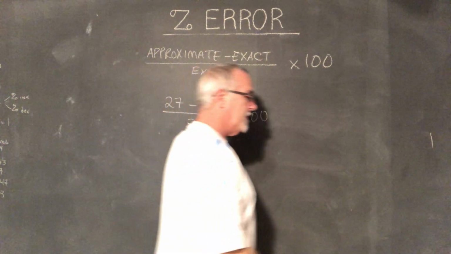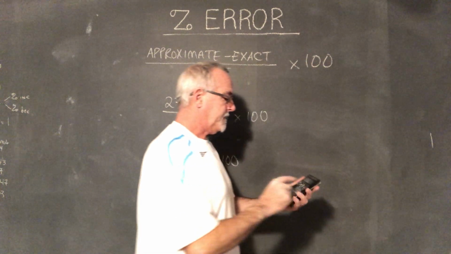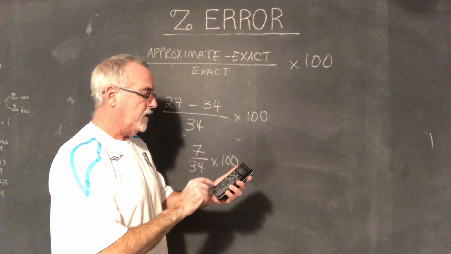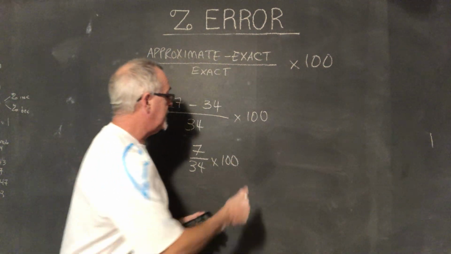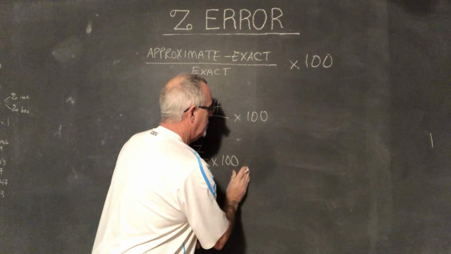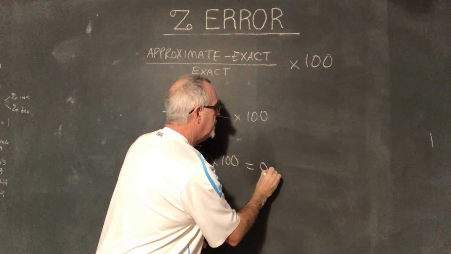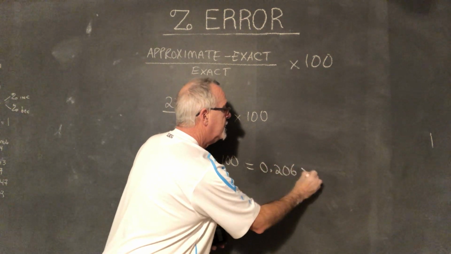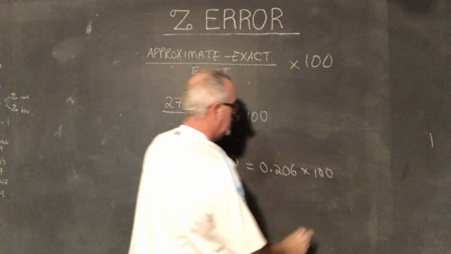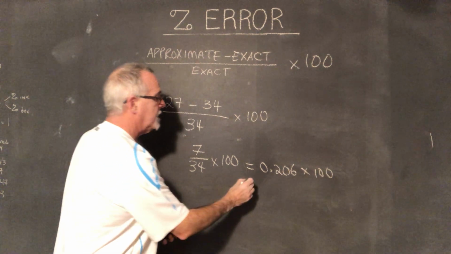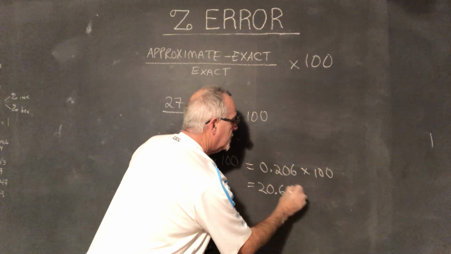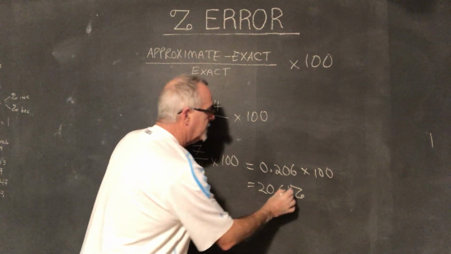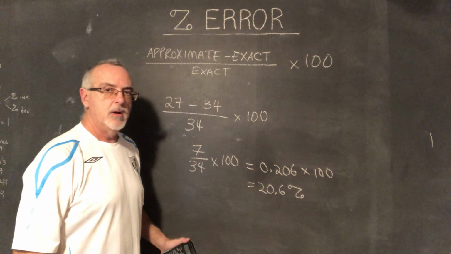7 over 34 in the calculator. 7 divided by 34 equals 0.2058, which means 0.206. Times 100. Oh, well, that's a 20.6% margin of error. I keep saying margin up. No, not margin up. That is a 20.6% error.